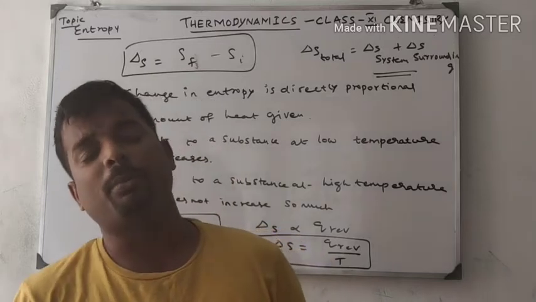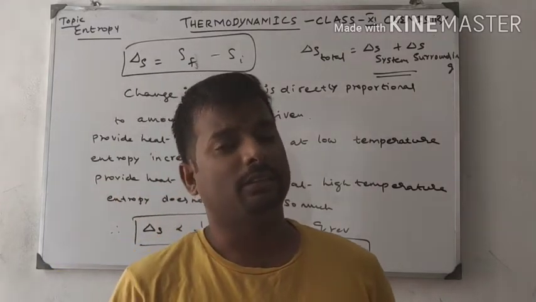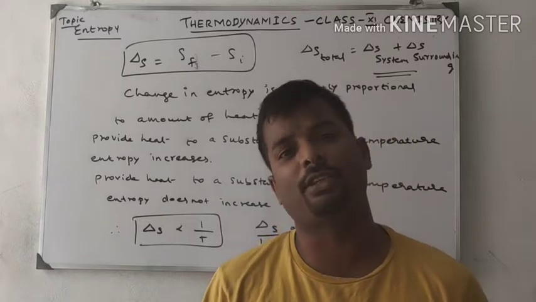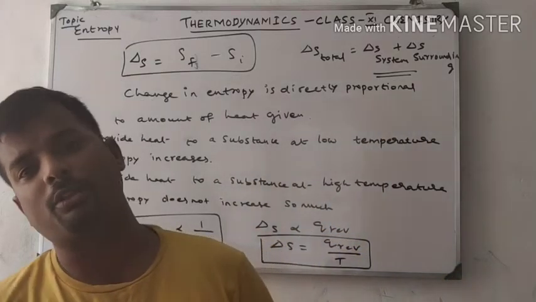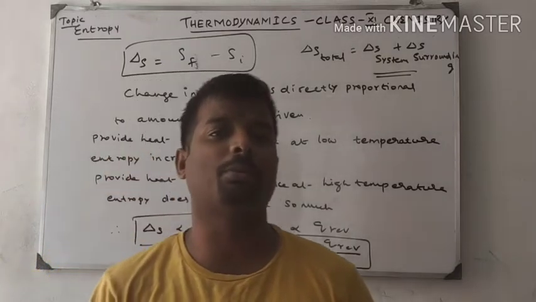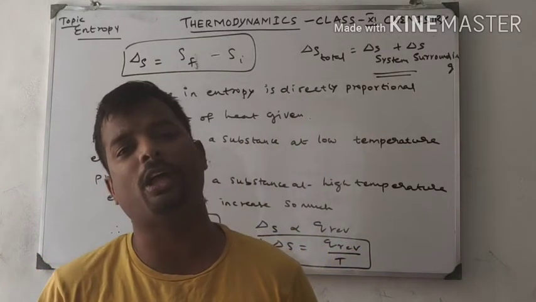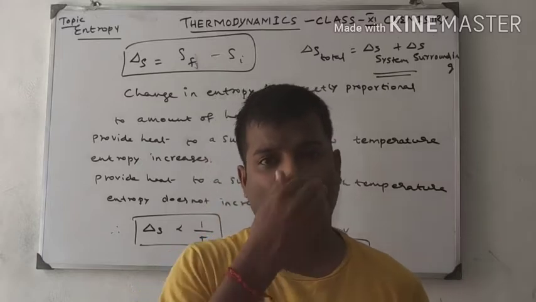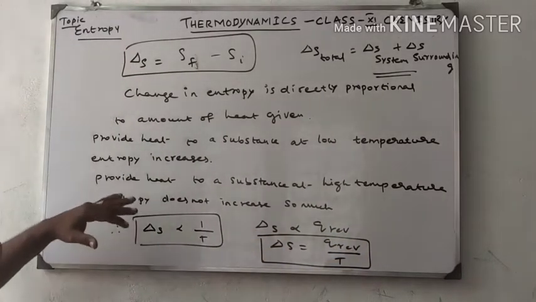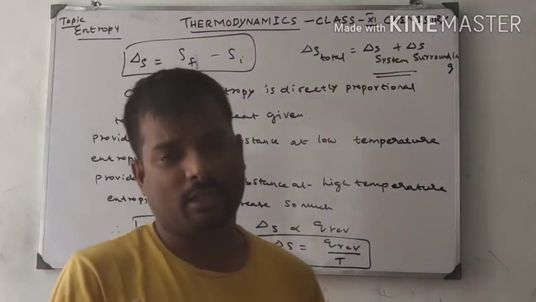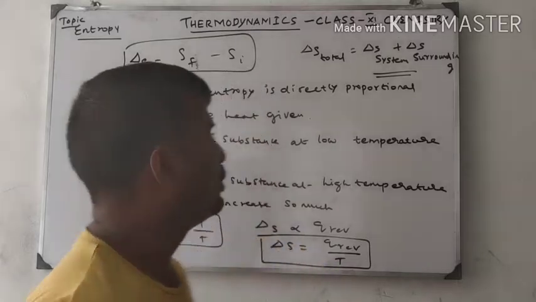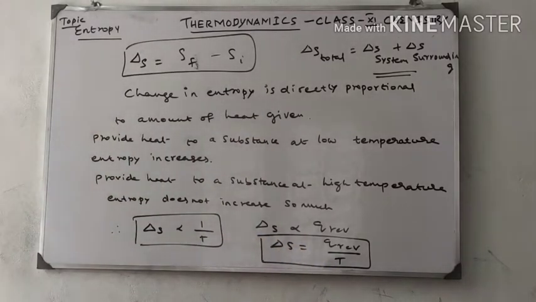Change in entropy means delta S equals entropy of the final state minus entropy of the initial state, which will give a positive value, meaning the change in entropy is spontaneous. This I explained in the last class, and also how entropy obeys the second law and spontaneity. Now I am going to continue with the second part.